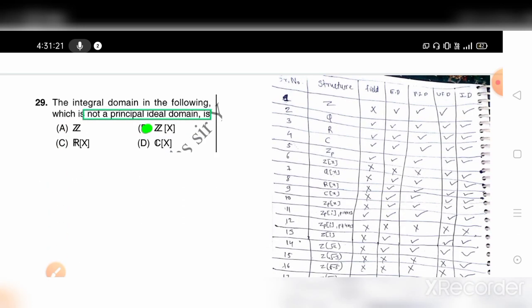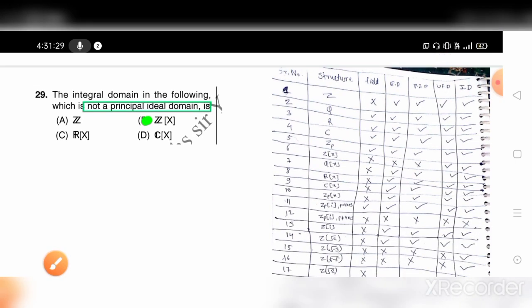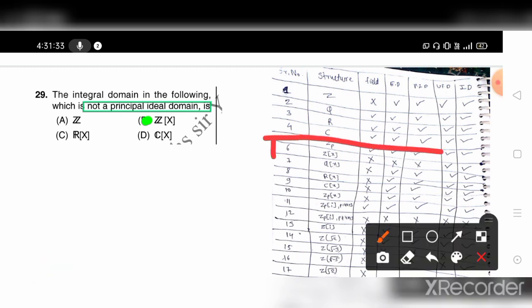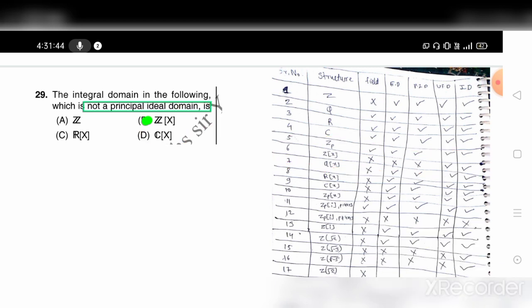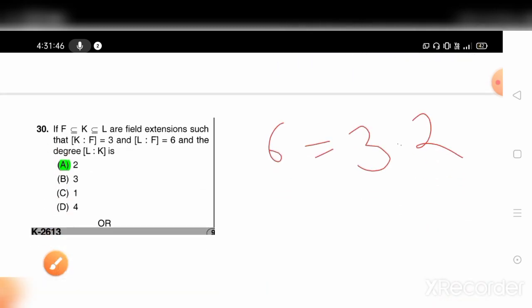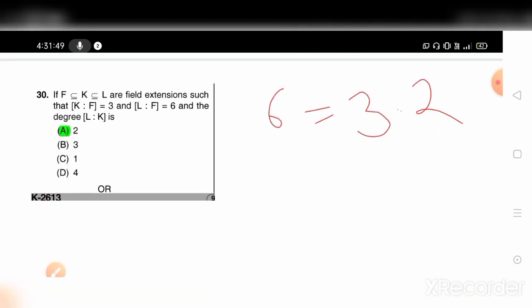Which integral domain in the following is not a PID, that is, principal ideal domain? From the table, Z of x. Z of x is not a field, not an ED, not a PID, but a UFD, but it is an integral domain. So option B is correct. If F is a subfield of K, which is a subfield of L, a field extension such that K over F equals 3 and L over F equals 6, that is 6 equals 3 into 2.